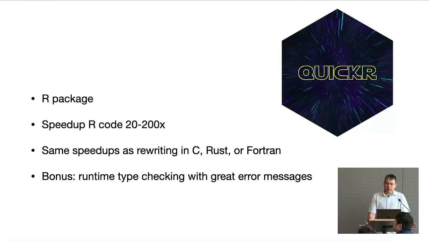Quickr is an R package that you can use to compile an R function, and a Quickr compiled function will typically run somewhere between 20 and 200 times faster than the R function. And in general, you get the same speedups that you would get if you were to rewrite that function into C or Rust or Fortran. And one bonus of compiling a function is you get really robust runtime type checking with some great error messages if you give the wrong inputs.